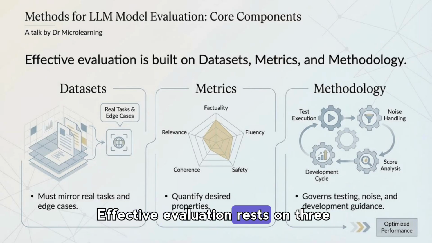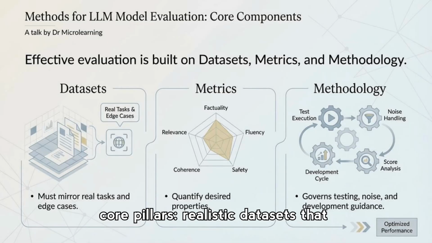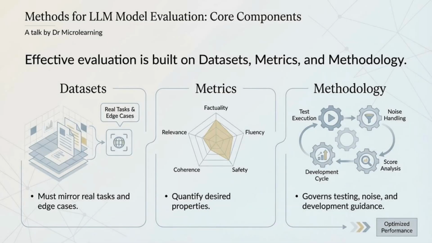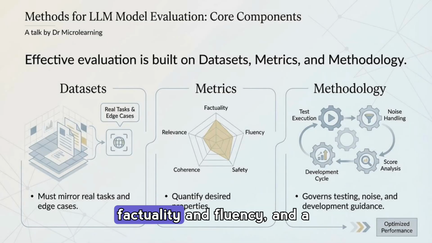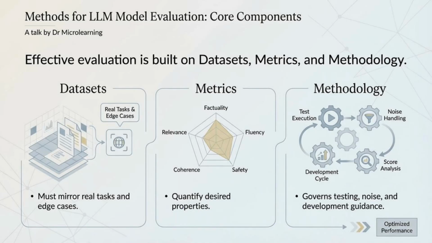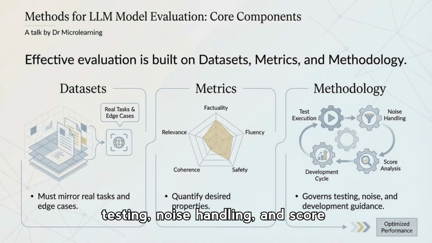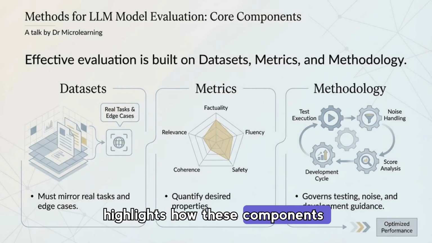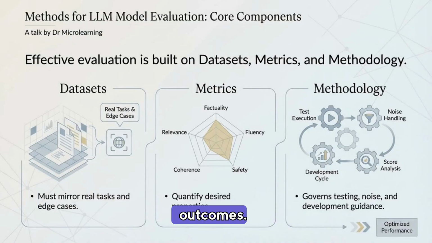Effective evaluation rests on three core pillars: realistic datasets that mirror edge cases, metrics that quantify desired properties like factuality and fluency, and a rigorous methodology to govern testing, noise handling, and score analysis. The visualization here highlights how these components interact to produce meaningful, product-aligned evaluation outcomes.